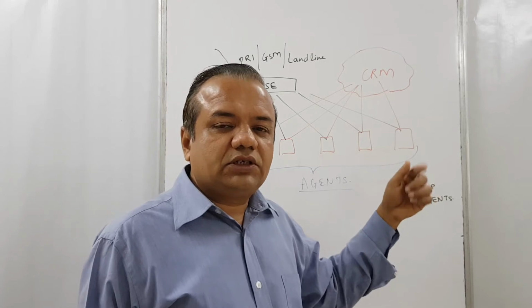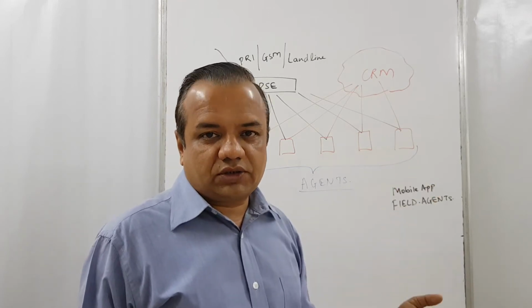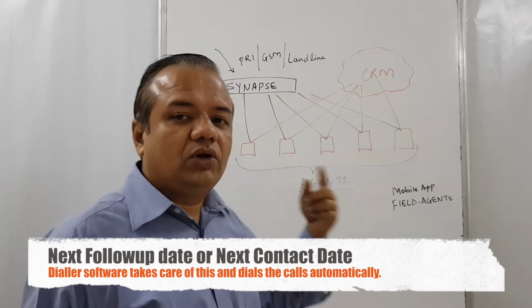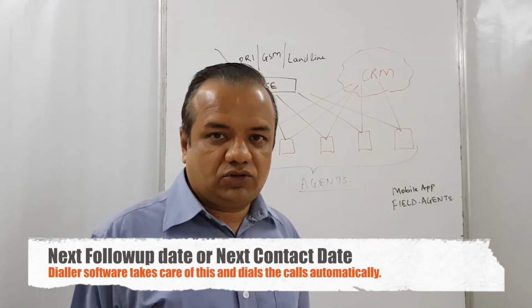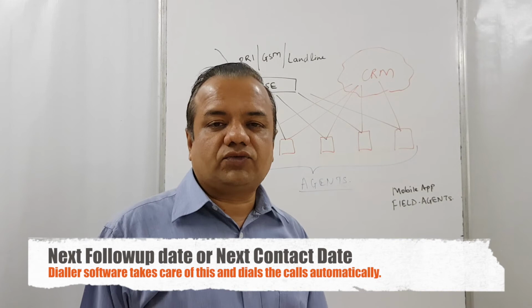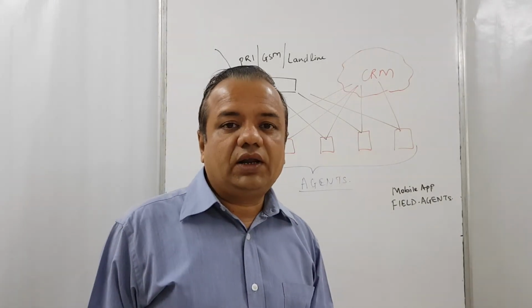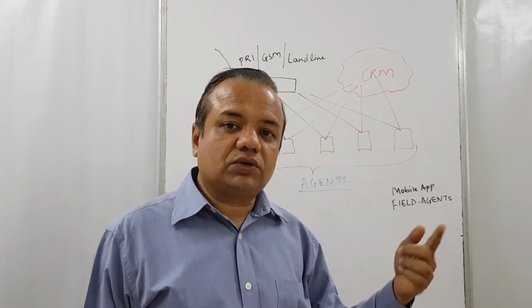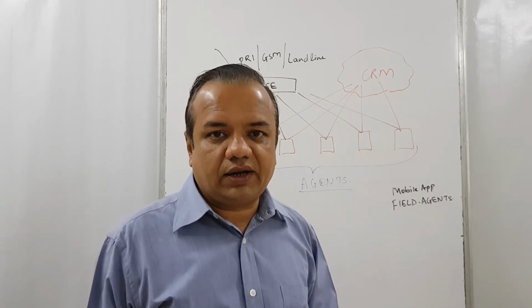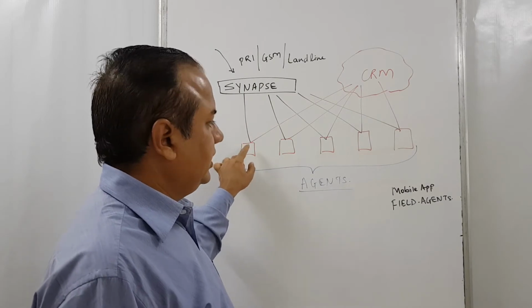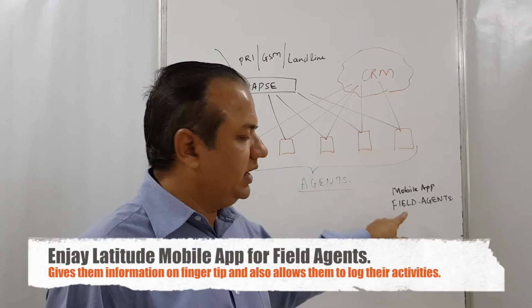If that person says to call me after 2 days or 3 days, or if he doesn't pick up the call, the server is intelligent enough to dial that call again. So the next contact date or next follow-up date is automatically managed by the CRM. Now what happens if the person says, okay, you send the person for collecting? So now the agent sitting here will just assign that particular record to this field agent.